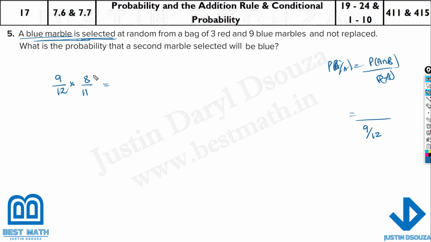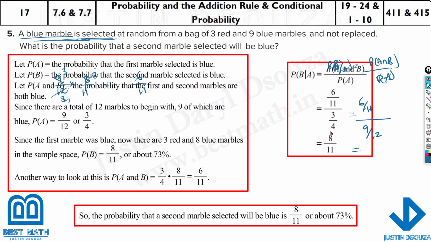Now you need to simplify this. 2 times 3, 3 times 1, and over here 3 times. It's 6 by 11. So here you just write 6 by 11. Now you need to put that in the calculator and then solve it. You will get the final answer. Just this. It's 6 by 11. And why they have written 3/4 is because 9 by 12 is 3/4. Just put it in the calculator. It's 8 by 11. And that's 73%. That's how we solve it.